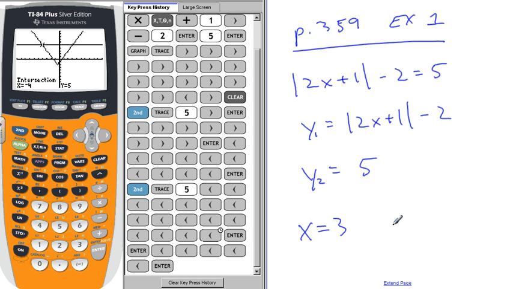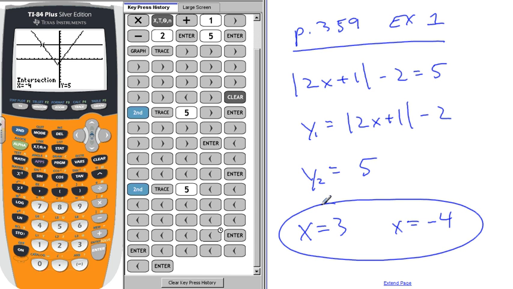This time it's saying x equals -4. And still y equals 5, which should be expected. So there's my answers to my equation. I'm sure if you go ahead and plug in x equals 3 or x equals -4 to our original equation, you'll find that they work perfectly.